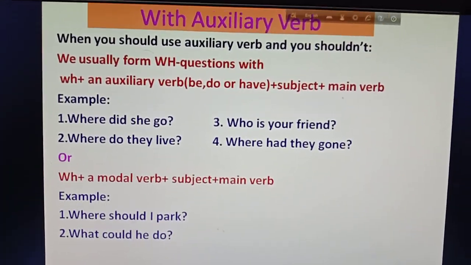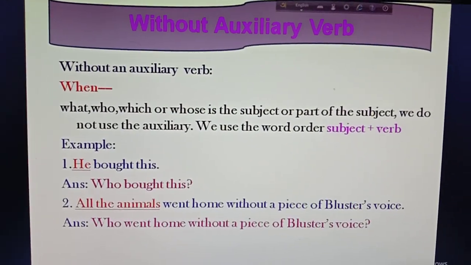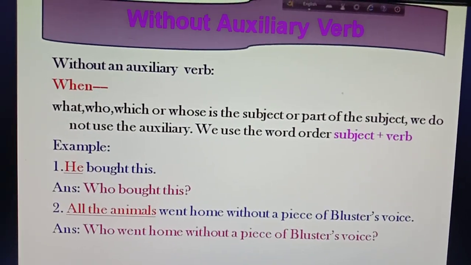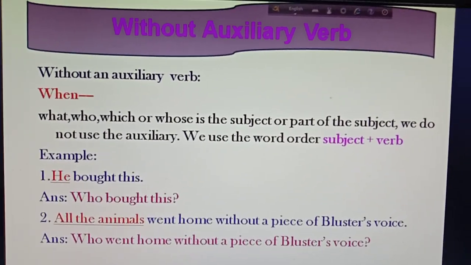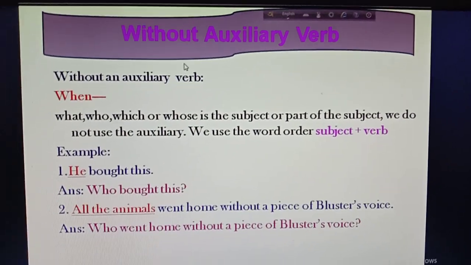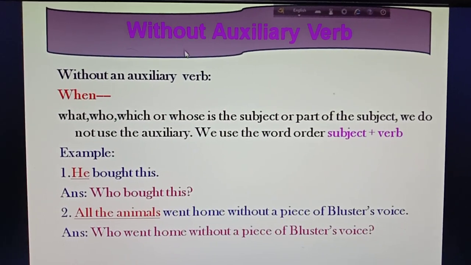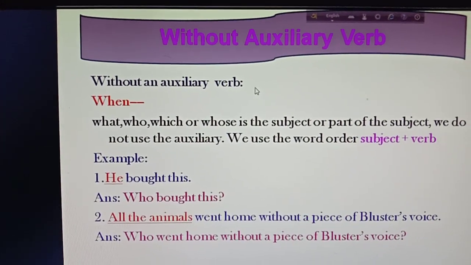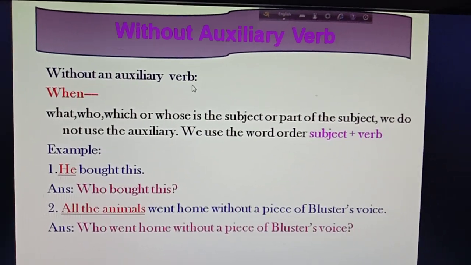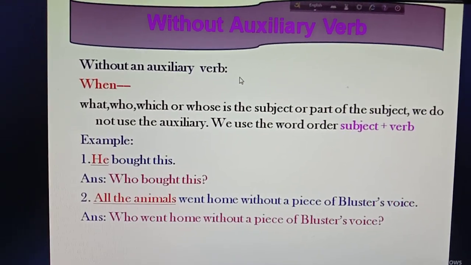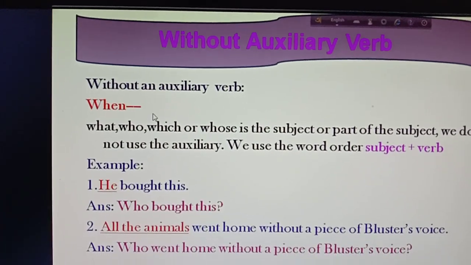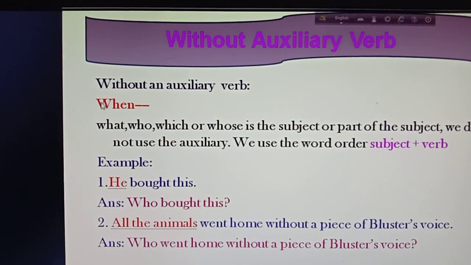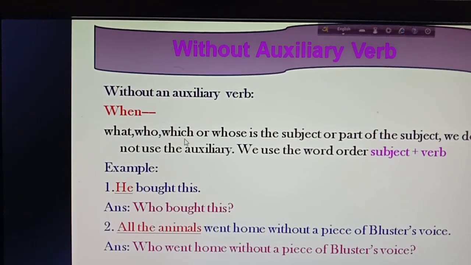Actually we usually do this, but there is a difference, that we sometimes make the WH questions without auxiliary verb. So you have to know when you are going to make the WH questions without these auxiliary verbs. Okay, so without an auxiliary verb, I have written here, you have to write it down like this in your copy. Okay, so when means যখন. Okay, this is not for the WH question. I have written when, what, who, which or whose.